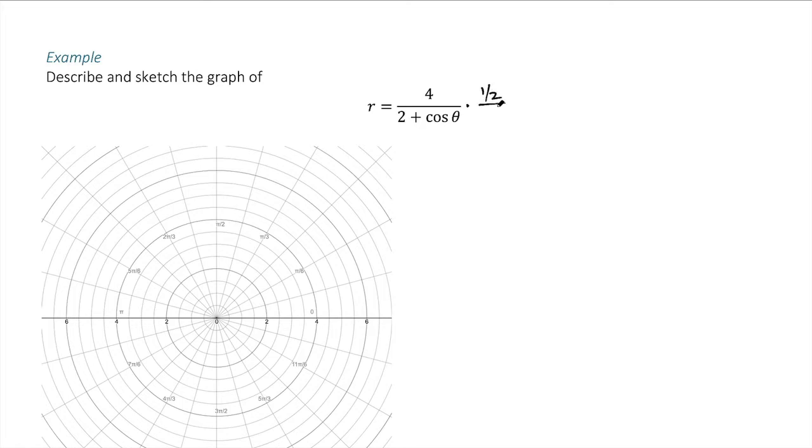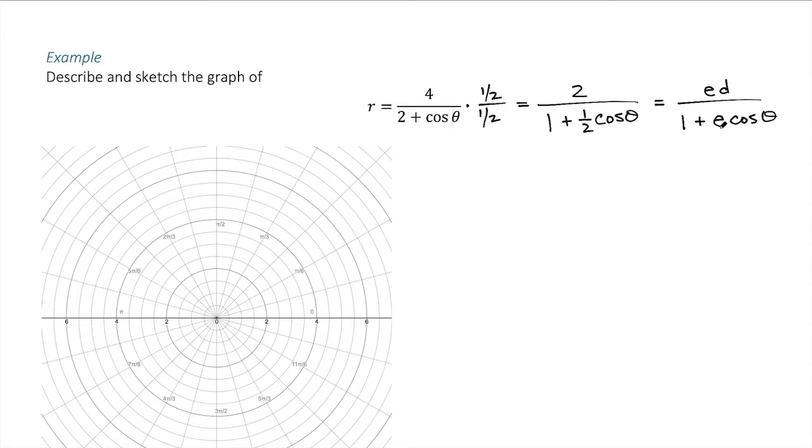So 1 over 2 on top and bottom. That's going to multiply by 2, which is going to give us a 1 there. So we get 4 times 1/2 is 2 over 2 times 1/2 is 1, and then plus, this is just a 1 times 1/2, so that's 1/2 cosine of theta. Okay, so we can compare this to our standard form, which is ED over 1 plus E cosine of theta.